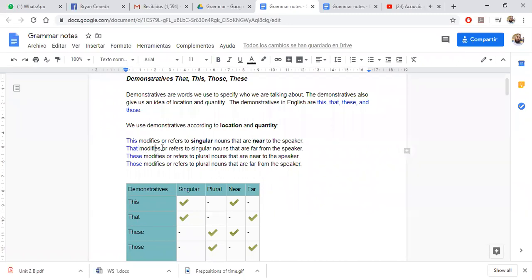That modifies or refers to singular nouns as well. Singular nouns that are far from the speaker.